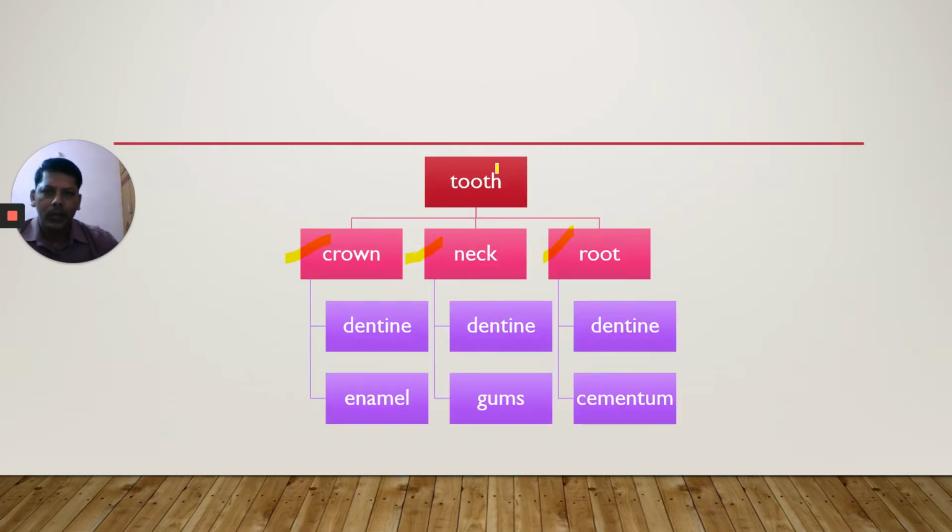Again, a tooth has three parts. What are they? Crown, neck, root. Crown has dentine, neck has dentine, root has dentine. The dentine of the crown is covered by enamel, the dentine of the neck is covered by gums, and the dentine of the root is covered by a substance called cementum.